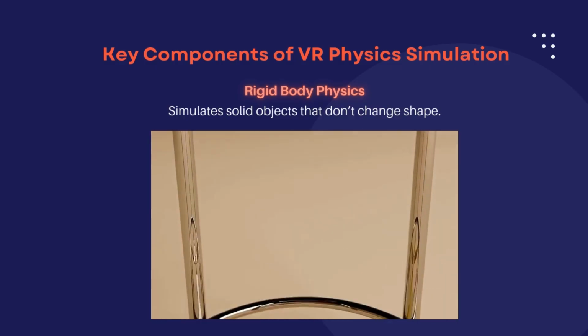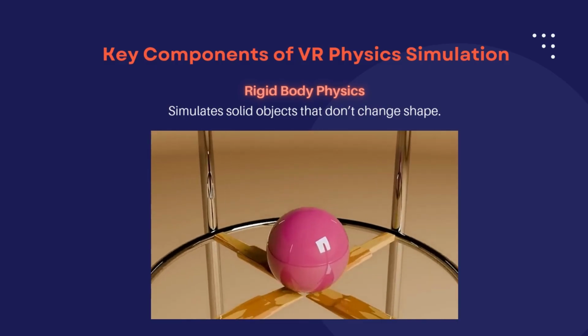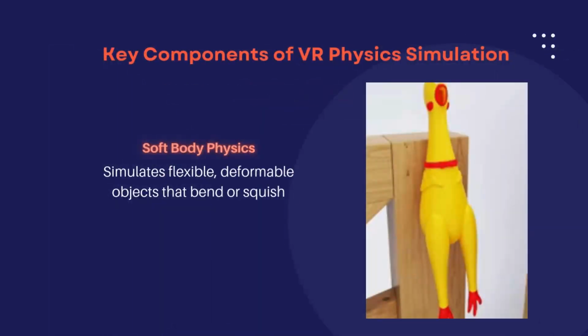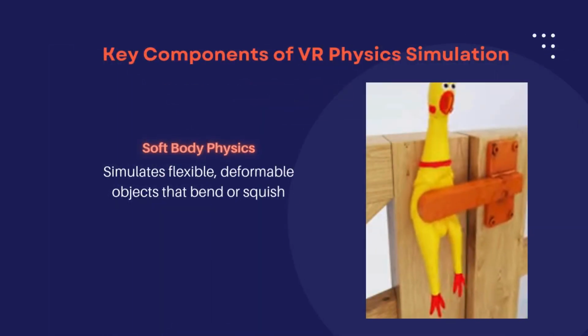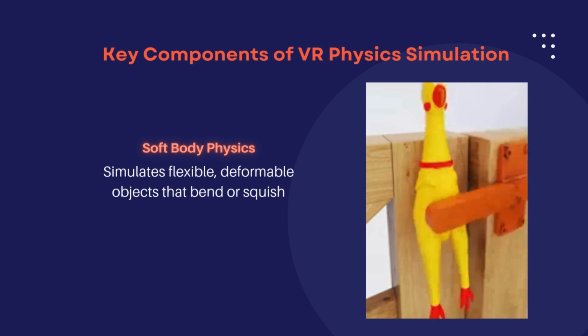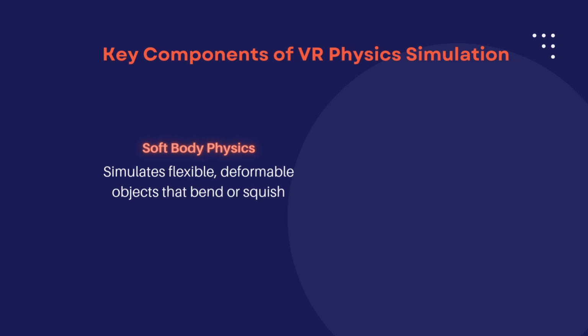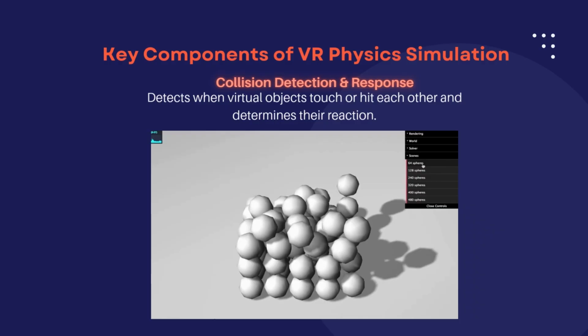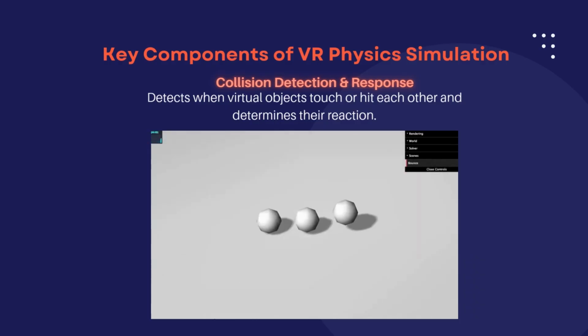Number 1. Rigid body physics. It simulates solid objects that don't change shape, as seen in the video where a ball retains its form upon impact. Number 2. Soft body physics. It simulates flexible objects like a rubber duck, which compresses when squeezed but regains its shape due to elasticity. Number 3. Collision detection and response.